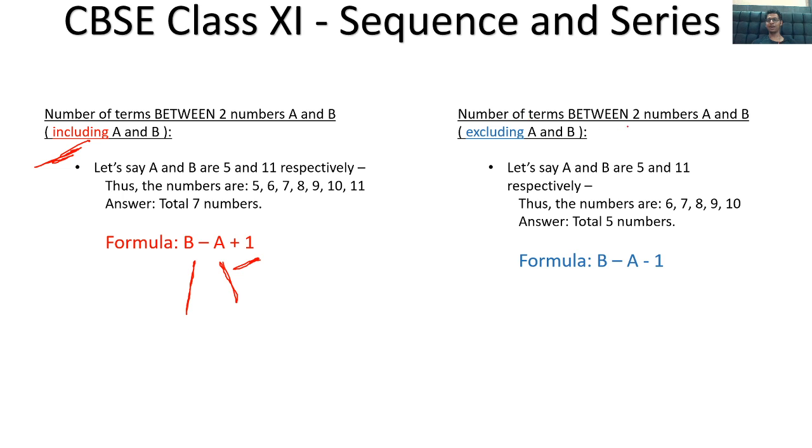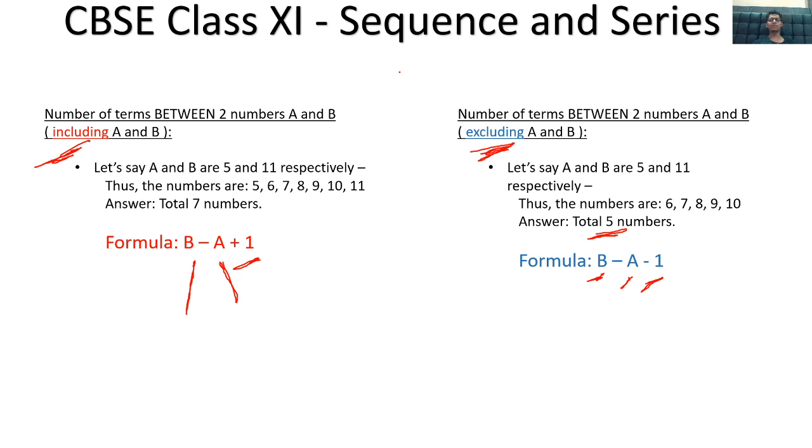Now, the number of terms between two numbers a and b, excluding a and b, that is, we don't need to include a and b. Let's say a and b are 5 and 11. Thus, the numbers are 6, 7, 8, 9 and 10. So, in total we have only 5 numbers. The formula for this value is going to be the bigger number minus the smaller number minus 1. That's how we'll reach the number of terms between the two numbers a and b excluding a and b.